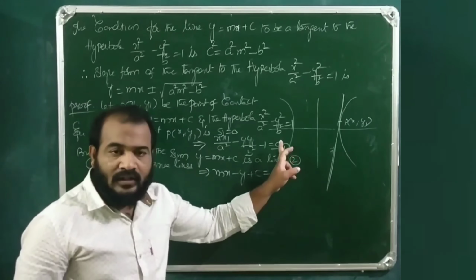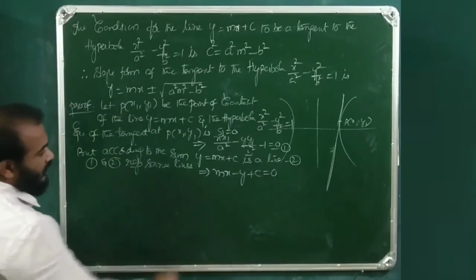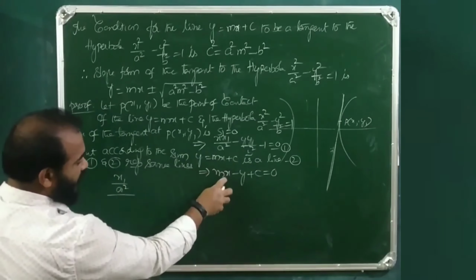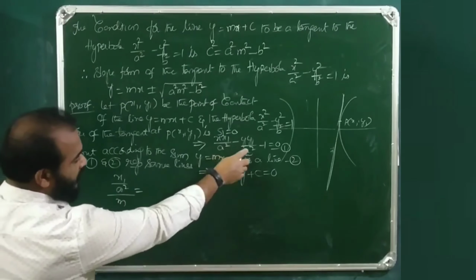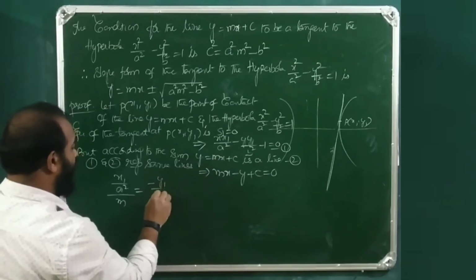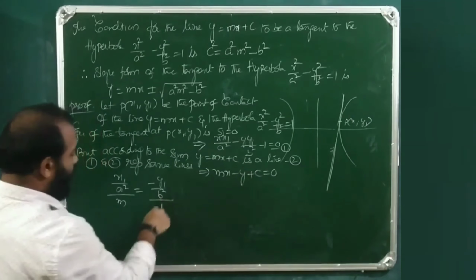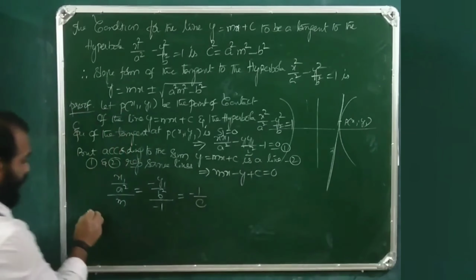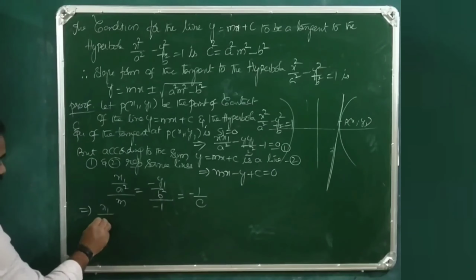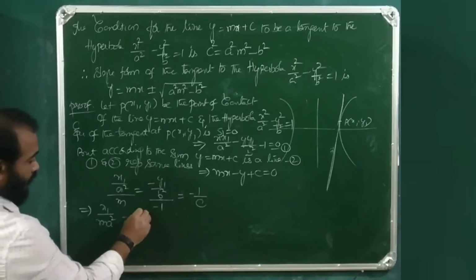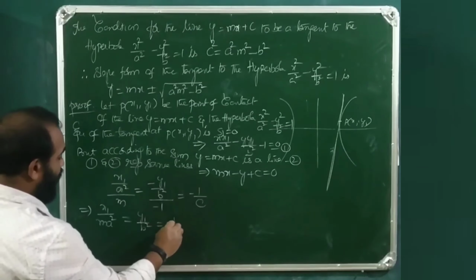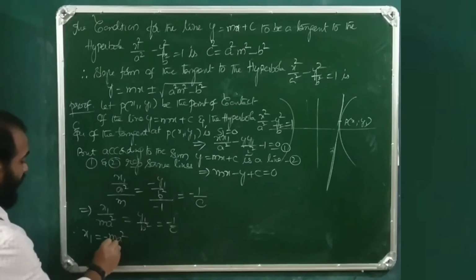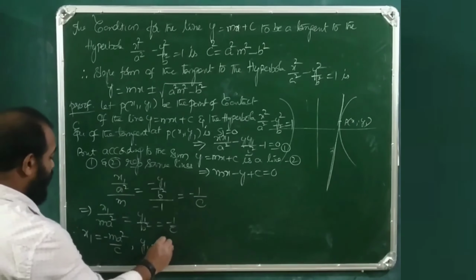So let us compare the coefficients. Comparing the coefficients we get: x coefficient is x1 by a square by x coefficient is here m. Y coefficient is minus y1 by b square by y coefficient is minus 1. Constant is minus 1 by c. So x1 by m a square is equals to y1 by b square is equals to minus 1 by c. So therefore x1 is equals to minus m a square by c, y1 is equals to b square by c.